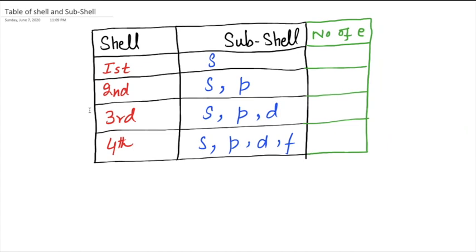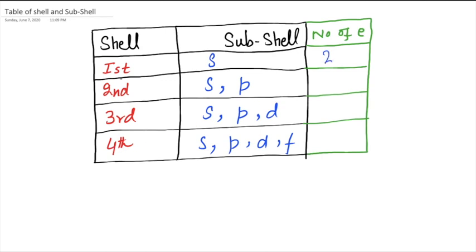Now this is the table which is present between shell and subshell. In the first shell, how many subshells are present? Only one subshell is present, and the name of that subshell is S. And how many electrons are present in S? 2.